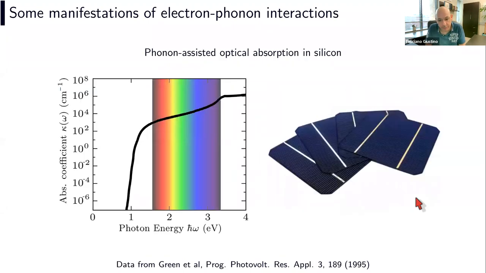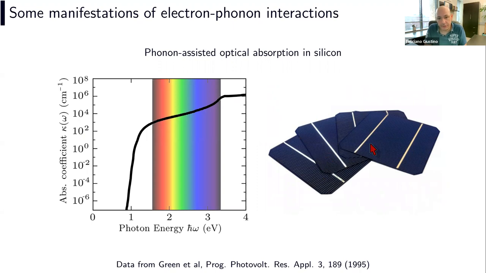A second example, that maybe is not known to many, is that solar cells actually function mostly because of electron-phonon interactions, if you want. Maybe it's an exaggeration, but let me explain what I mean. If you look at the solar cells you see on rooftops, these are essentially assemblies of cells like this one, on a solar panel, but it is essentially silicon.